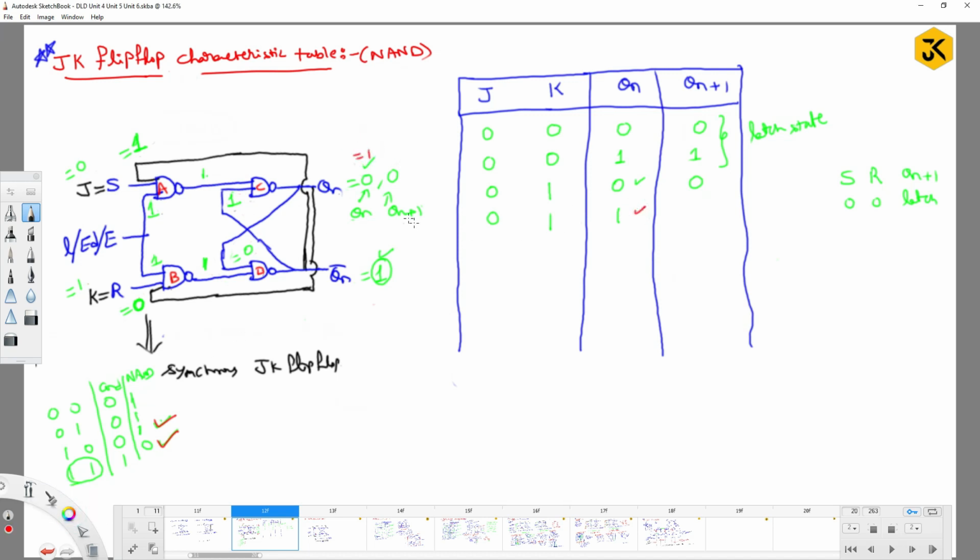When Q1 value is 1, Q1 bar is going to be 0, right? When Q1 is 1, that will be updated at the B input NAND gate. When Q1 bar is 0, that will be updated at the A input NAND gate. Now try to think 0, 0, 1. 0, 0, 1 means you are going to get again 1.